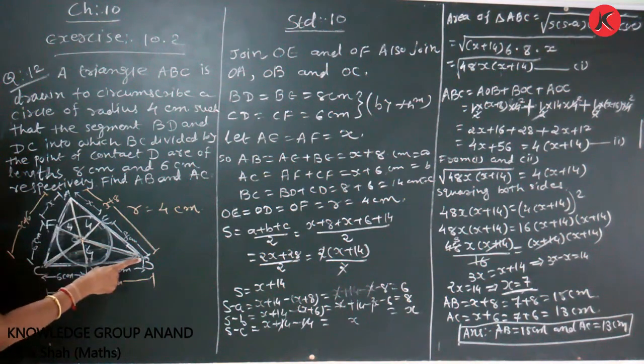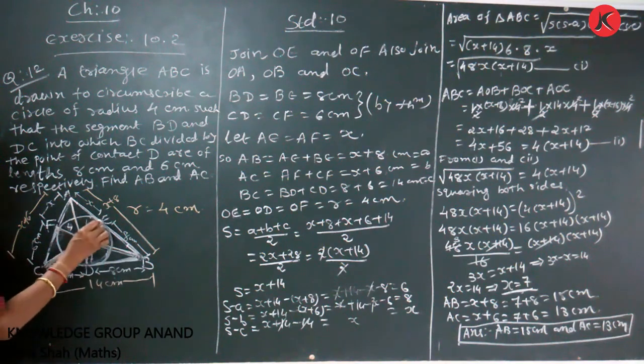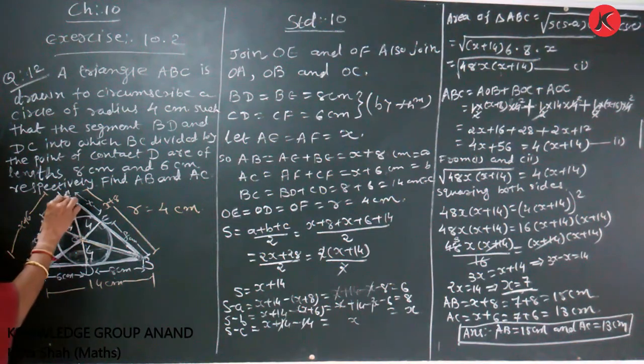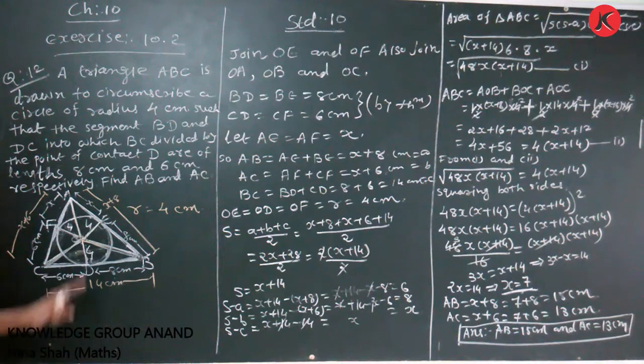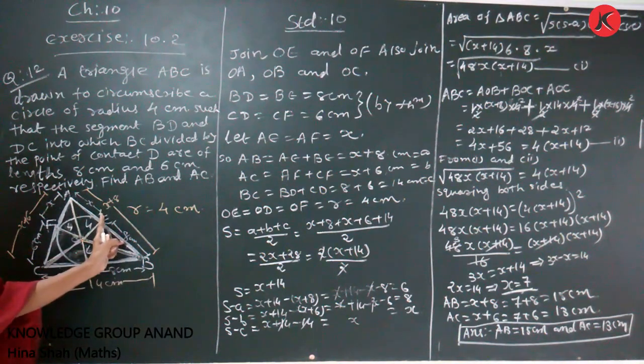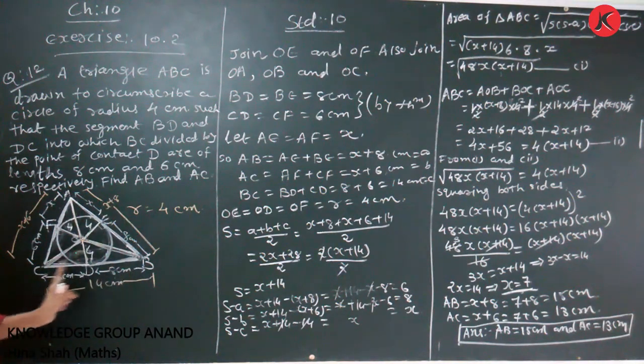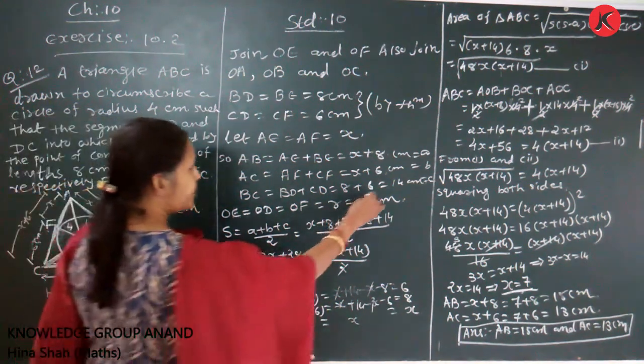Now side AB is here. BD is equal to 8 centimeter. Therefore we know BE is also equal to 8 centimeter. CD is equal to 6 centimeter. Therefore CF is equal to 6 centimeter. And taking AE equal to AF equal to x centimeter, therefore AB is equal to x plus 8. BC is equal to 8 plus 6, that is 14, and AC is equal to x plus 6 centimeter.